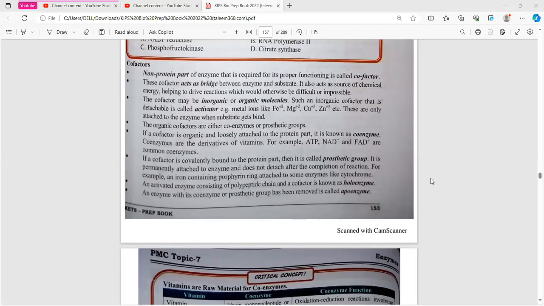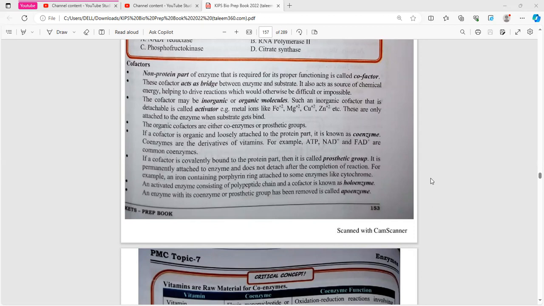Good morning. In this part of the video on enzymes, we'll be talking about the portion of enzymes covered in A levels and MCAT examinations. So now, what are cofactors? Cofactors are the non-protein part of the enzyme, which are required for its proper functioning.